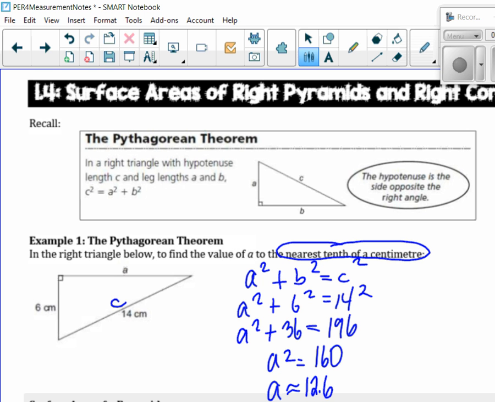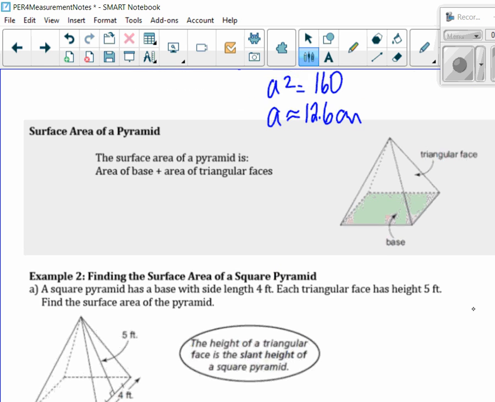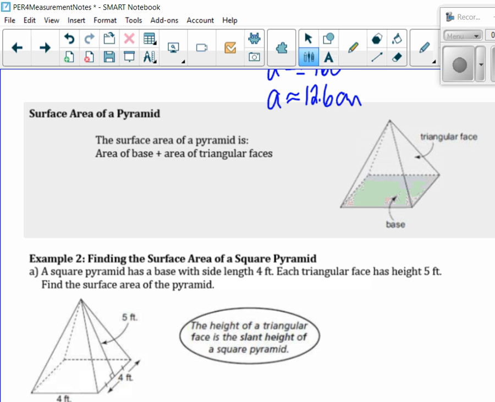12.6. The people that said 12.7, 12.64911. If you're rounding to the nearest tenth, you only look to the immediate right. You don't keep on rounding and rounding. The 9 doesn't round the 4 up to a 5, and then that rounds the 6 up to a 7. No, you look at the 6. On the right is a 4. That means it's closer to go back to the 6. 12.6.